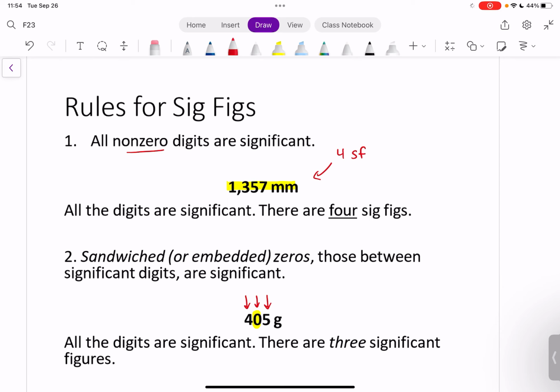So how many Sig Figs does this number have? Yeah, it has 3 Sig Figs. Okay.